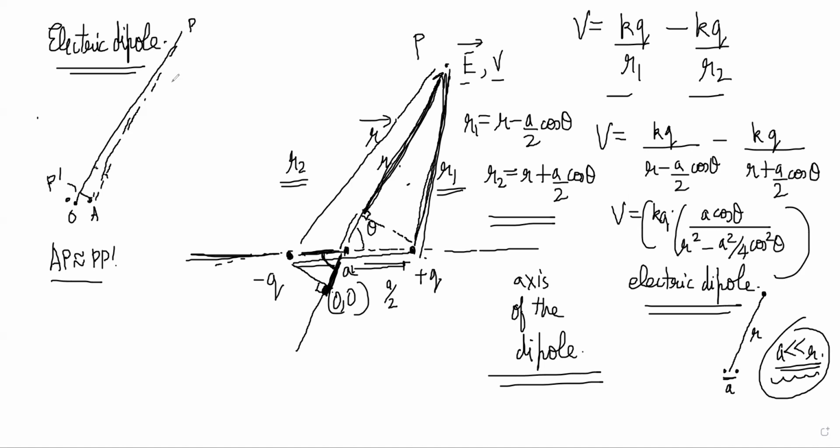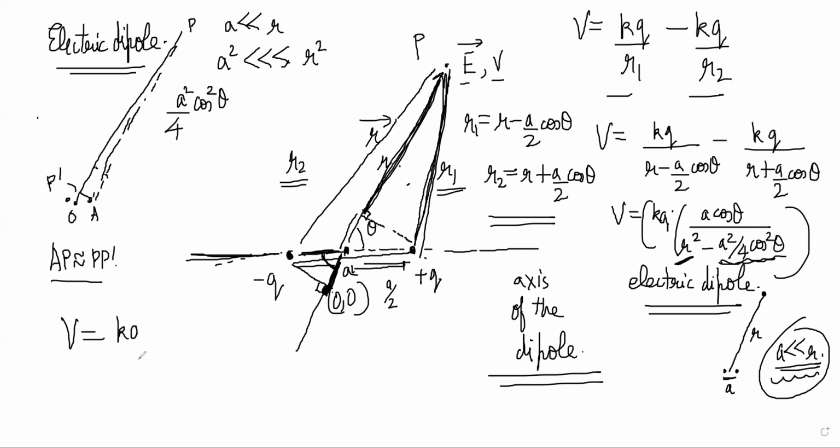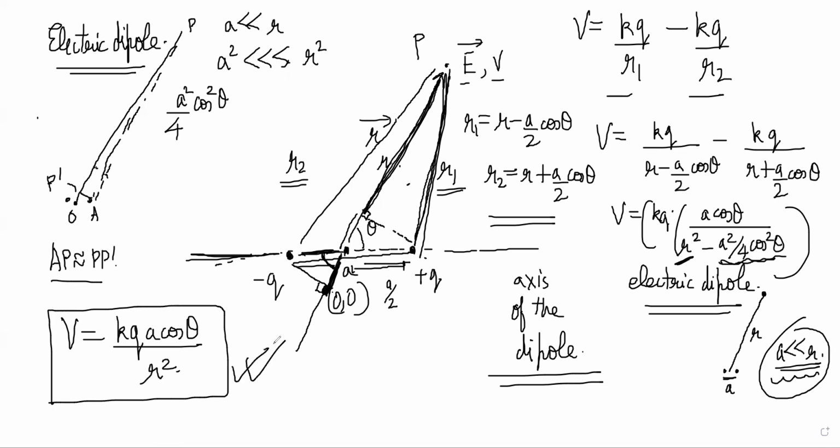Now think about it. Anyway, A was less than R. So A square is much less than R square, right? And A square by 4 cos square theta is even smaller, right? So I can totally ignore this part compared to R square. So I'm getting V is equal to KQ A cos theta by R square, right? This is my first result. I have found the potential at this point.